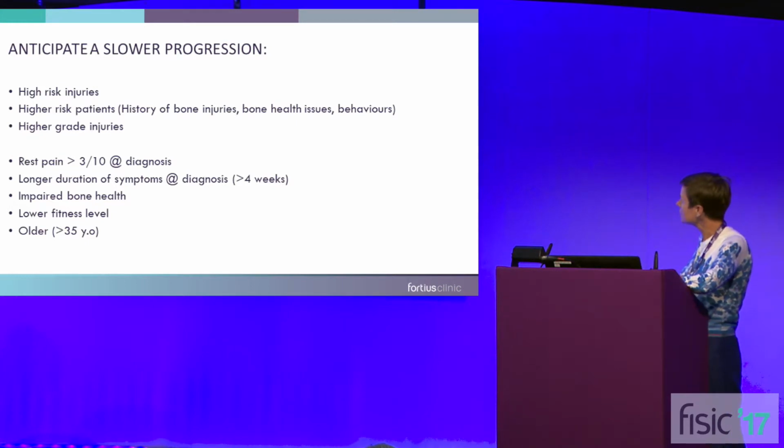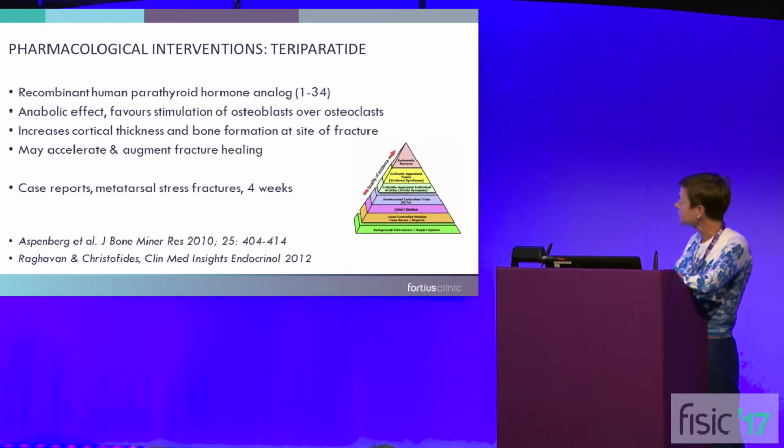We should anticipate a slower progression in people who've got high-risk injuries, if they're a high-risk patient or their injury is a high grade radiologically. If they have rest pain at diagnosis, if they have a longer duration of symptoms prior to diagnosis, if they've got a lower fitness level, they're older, or there's any underlying impairment of bone health.